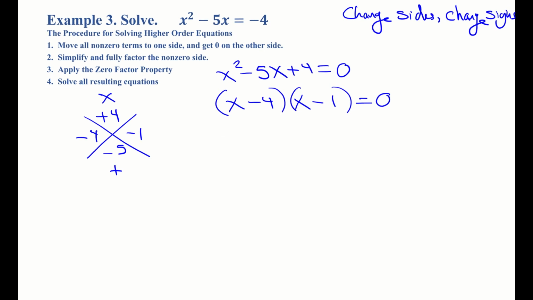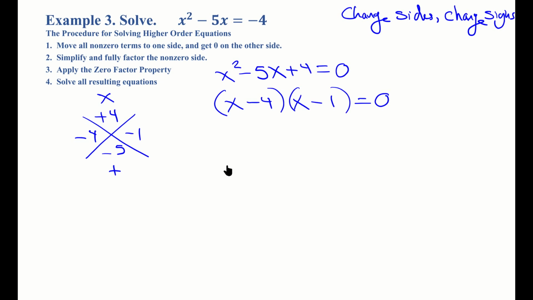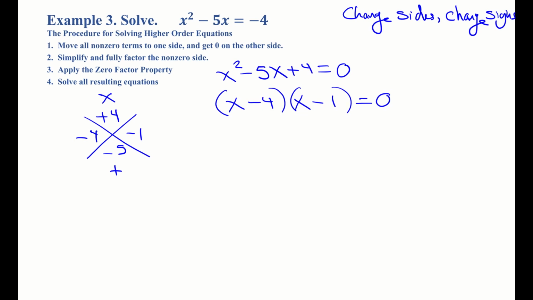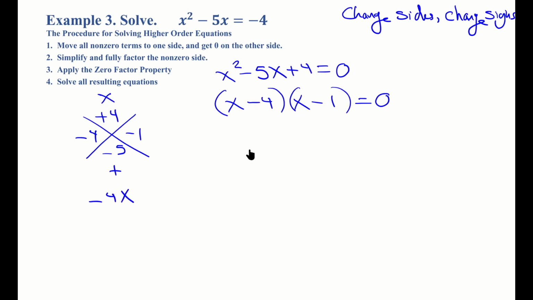So now we're going to quickly check. First times first is first, last times last is last. Inner product is -4x. Outer product is -x. Notice they add up to give you -5x, which is the middle term. You never do a factoring like this and not do your three-step check, because you always want to get the right answers, don't you?